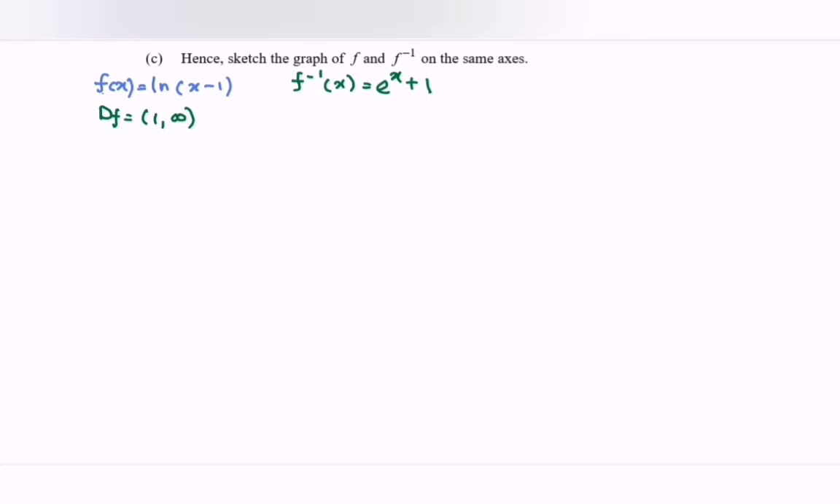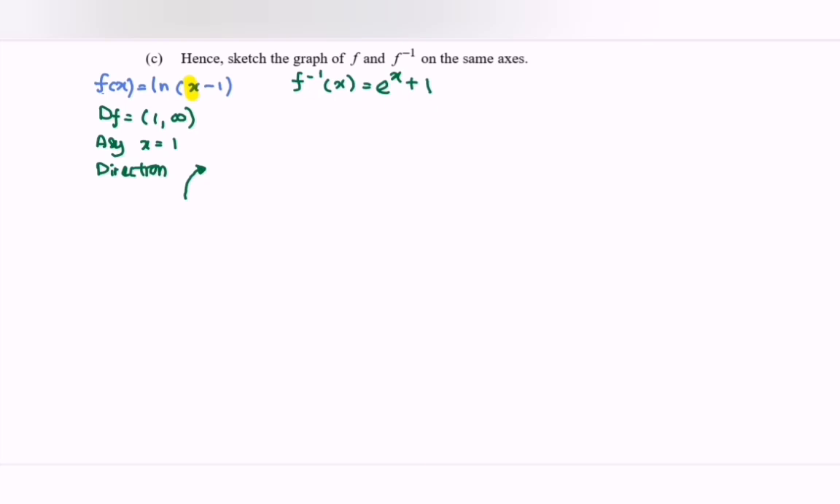C. Hence, sketch the graph for f and f inverse on the same axis. Let's focus on the function f(x). First, we have the domain 1 until infinity, where the 1 is not included. Second, we have the asymptote x equals 1. Third, the direction: we have ln, and the coefficient of x is positive, so the graph will be moving towards the right.